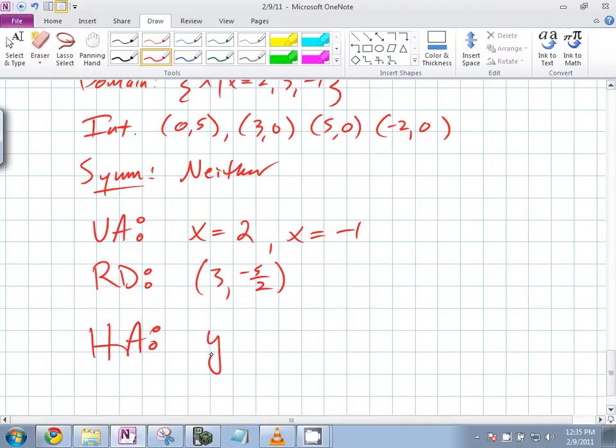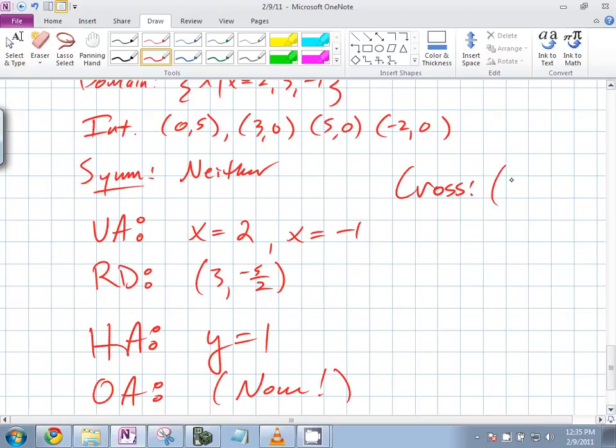Agree or disagree? Agree? OA? None. And cross? Does this cross? Jonathan? One cross. Cross is at what? At -4, 1. At -4. Who agrees with that? At -4, 1. Who agrees with that?